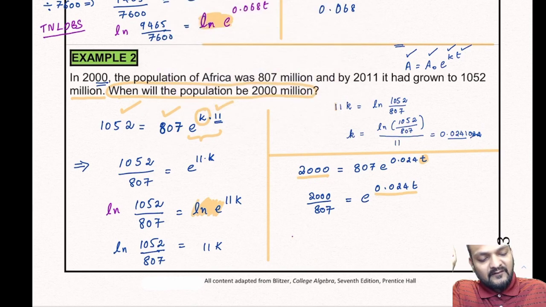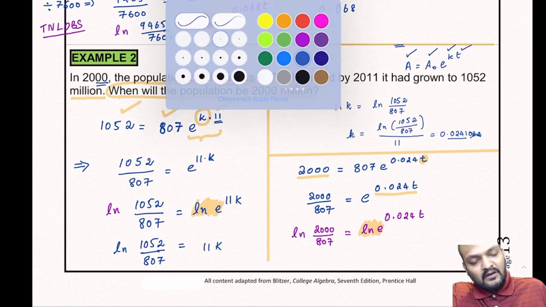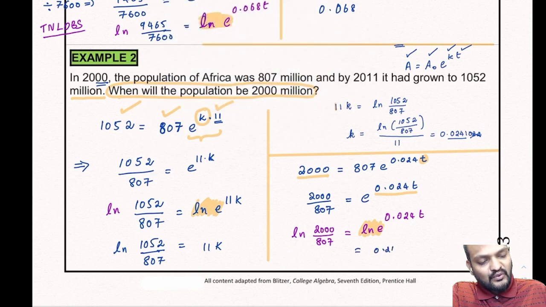When I do that, the left-hand side is going to be ln of 2000 over 807 equals ln of e to the 0.024t. And again, as I said earlier, ln and e are inverses of each other, so they kind of go away. What I'm going to have on my right-hand side is simply 0.024t, and the left-hand side is going to be ln of 2000 over 807.